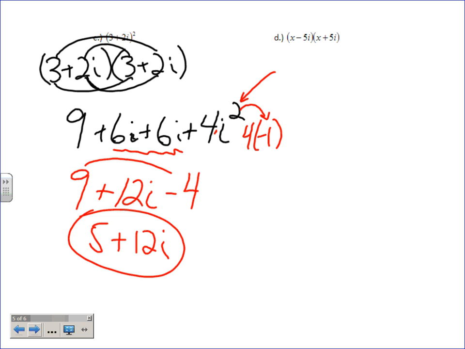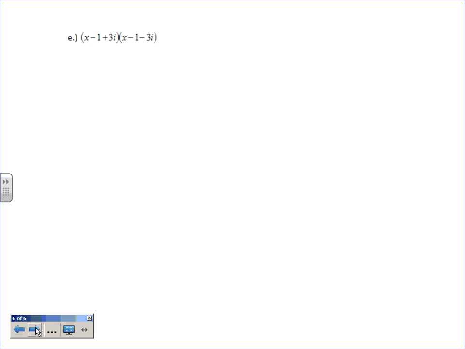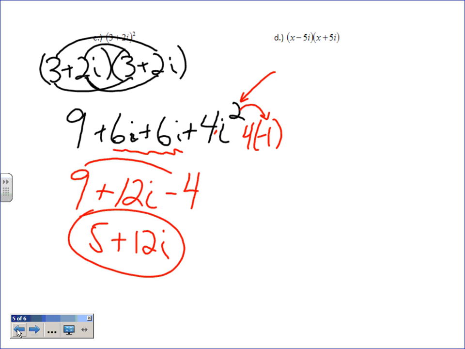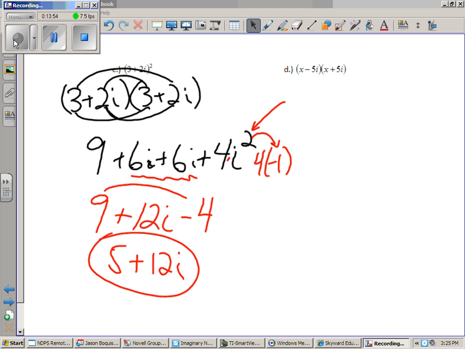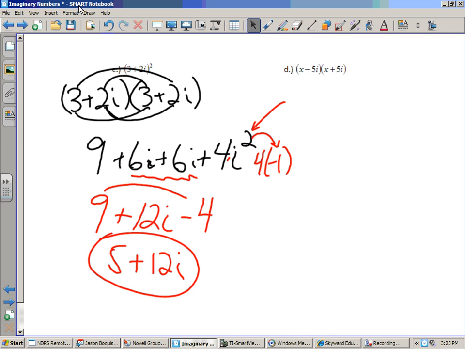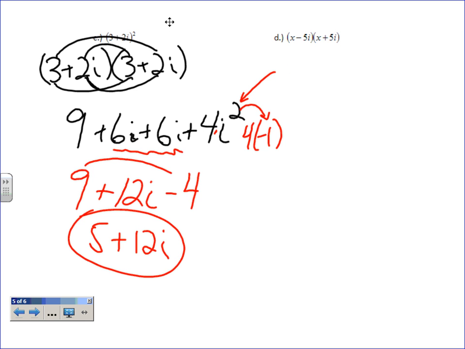I would like you to try letter D right now on your own, please, if you have not already done so. As I walked around, I saw quite a few of you that had this one correct. I think it's probably okay if I erase this to have some more room, right? Get that out of the way a little bit. All right.